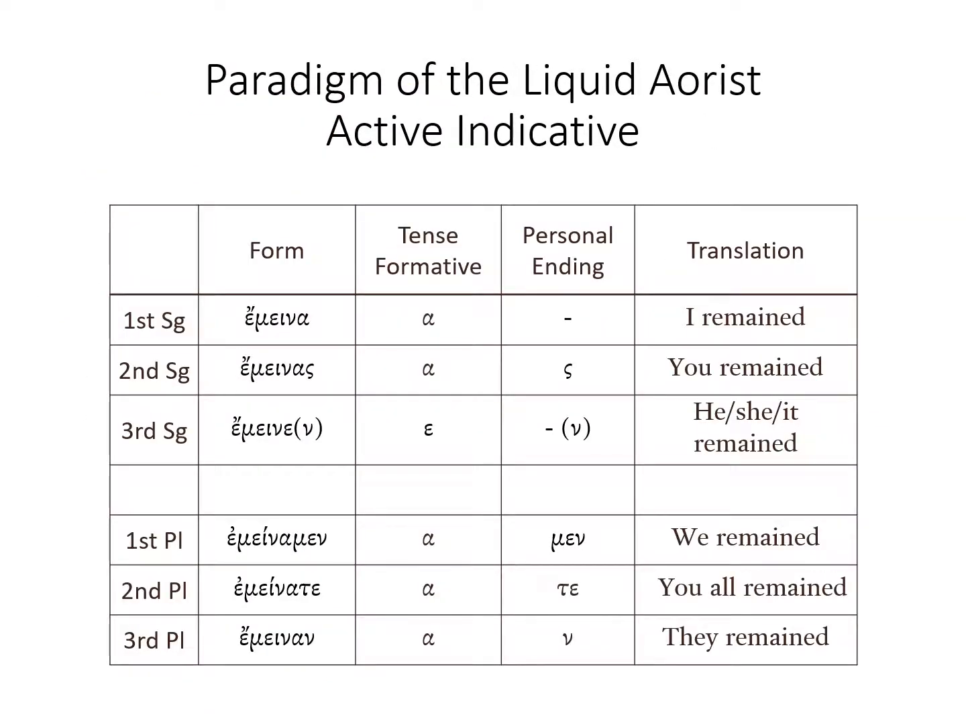So we have our liquid aorist active indicative, and we have the similar pattern here. That first singular drops off, and we can therefore distinguish between third plural. We have that same alpha to epsilon change here in the third singular.